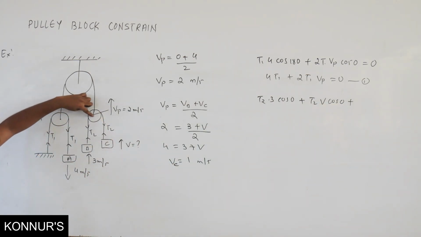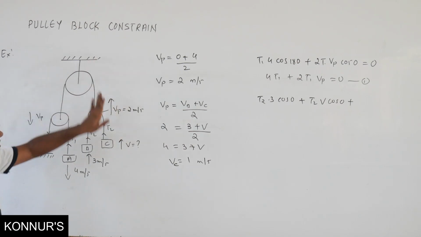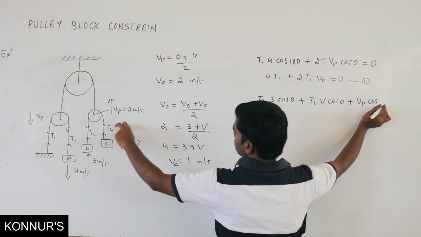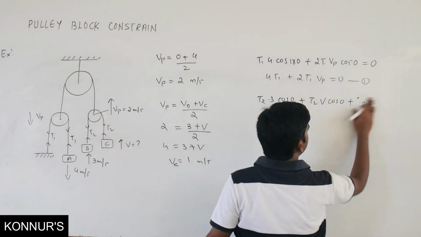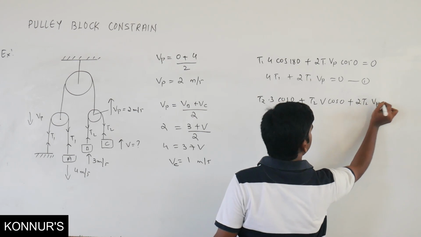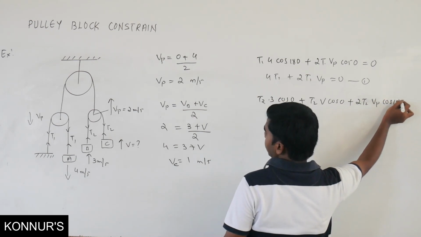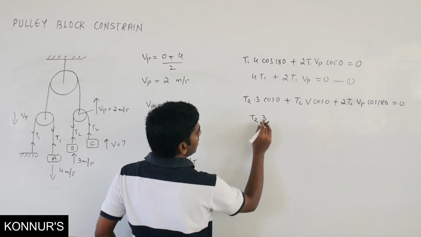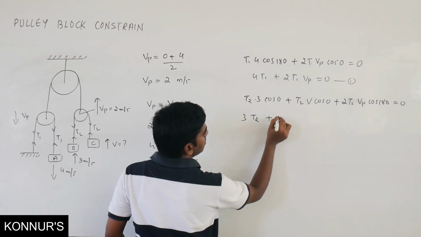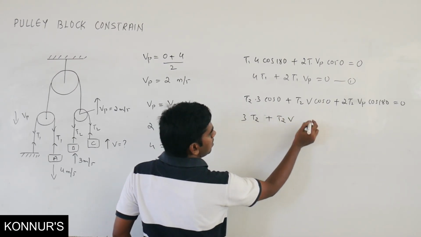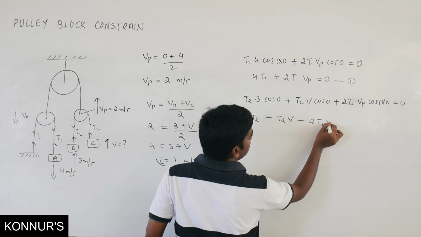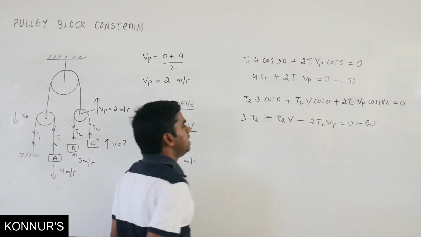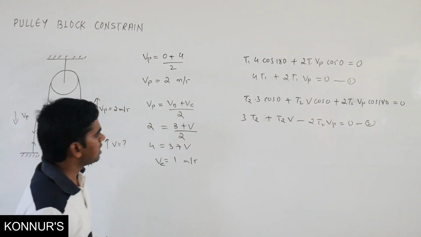What about this one? T2 is in the downward direction, but Vp is going in the upward direction. So 2T2 Vp cos 180 equals 0. So what will we get? We will get 3T2 plus T2 V minus 2T2 Vp equals 0. So you got two equations. There is one more thing.